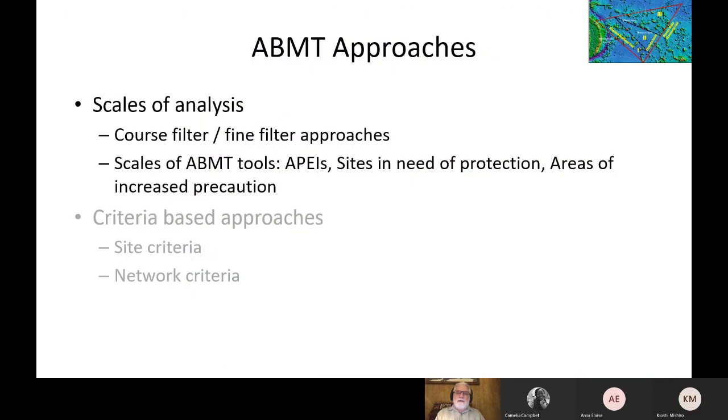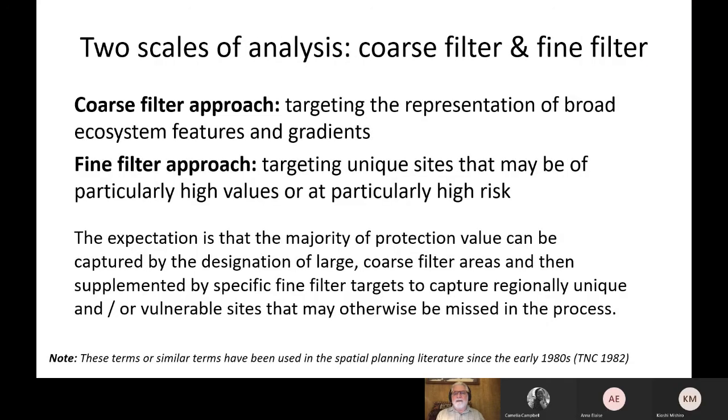So what I'd like to do now is talk about different approaches that are available to us. These are coarse filter and fine filter approaches, and then the scales of area-based management tools. These are very general terms that have been used for many years in spatial planning processes. The general idea is that there are two different primary scales that you could work at when doing area-based management. Coarse filter approaches target the representation of broad ecosystem features and gradients, and fine filter approaches target unique sites that may be of particular high value or particularly high risk.